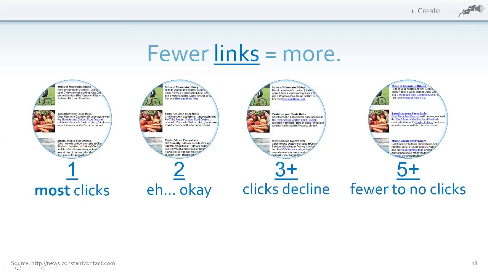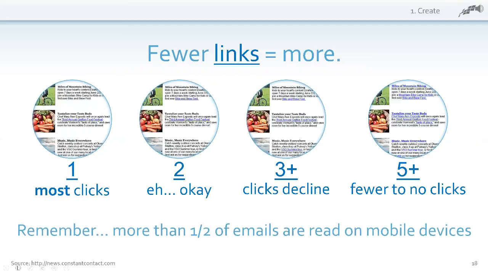Our research also shows that one link gets the best click-through rates. You want your audience to take an action, so use a link to make that clear. Two links are okay, but once you get to 3 links, the click-through rates start to decline. And higher than 5 links means that people are less likely to click anywhere in your email. So try to stick with only one, maybe 2 links, and keep them high in your message so that people don't have to scroll down to take the action.